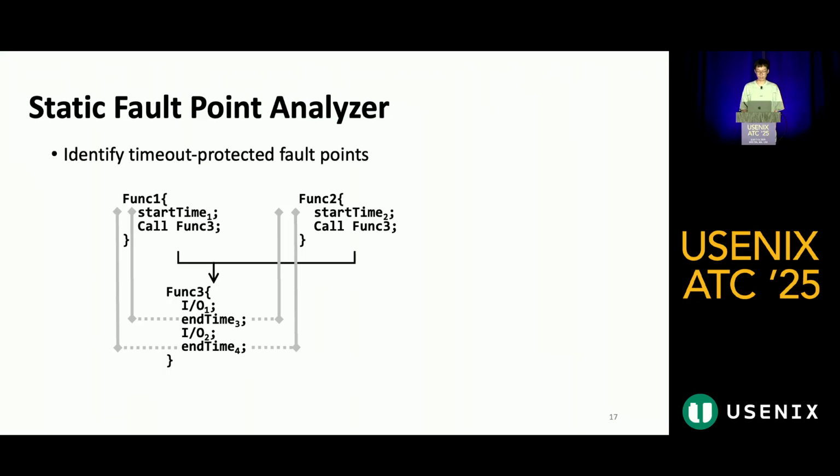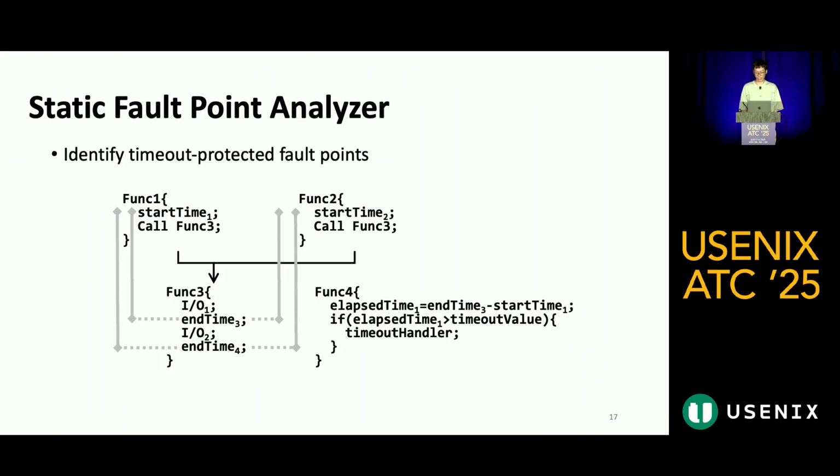However, we observe the timeout mechanism can execute function 4 to calculate elapsed time. Based on the information in function 4, we can identify that end time 3 is matched to start time 1. Hence, the correct timeout scope is found. The fault points within the time scope are timeout-protected.